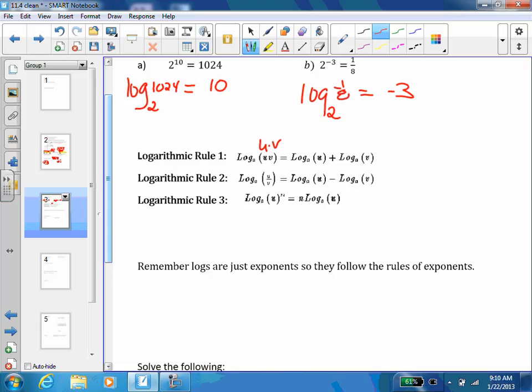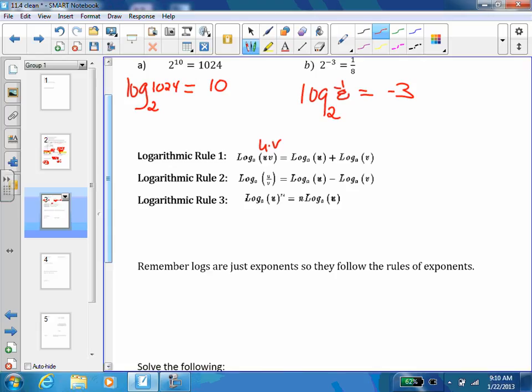So if I show multiplication and I want to expand it, which means take it out, then what I want to do is add the individual ones. Just whatever that base is, it doesn't matter. It just means if you've got the log of a base and you're showing multiplication going on, then what you want to do is you want to add them individually.